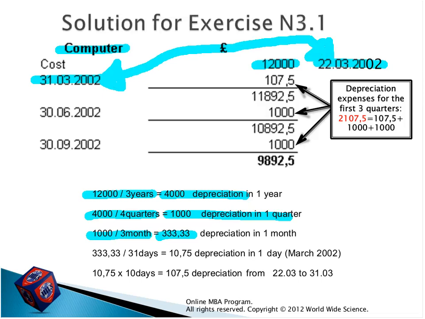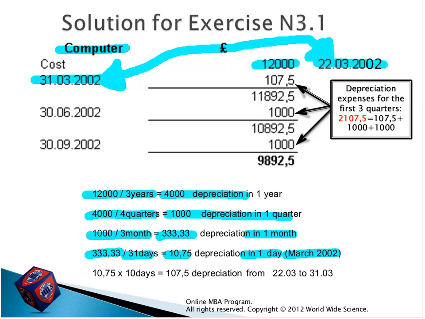So you have to take your depreciation in a month, 333, and divide by 31 days, because in March we have 31 days, right? And you will get depreciation, which is 10.75 in 1 day. This depreciation cost in 1 day is for March only, because in March we have 31 days.